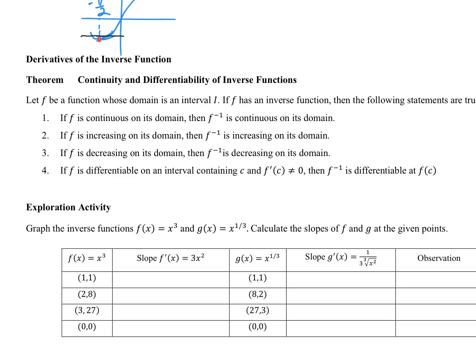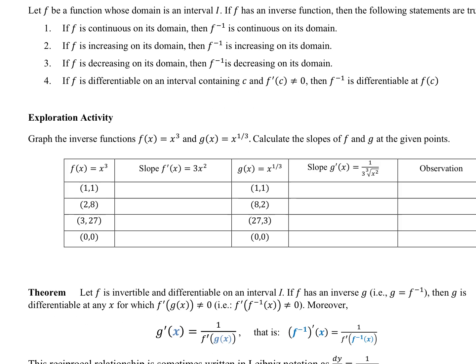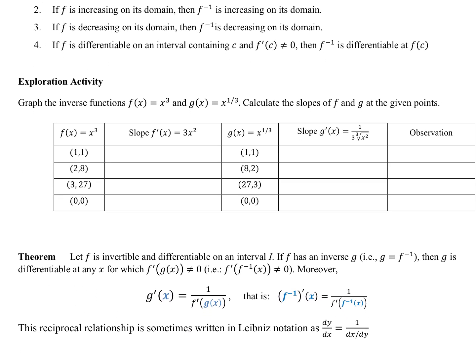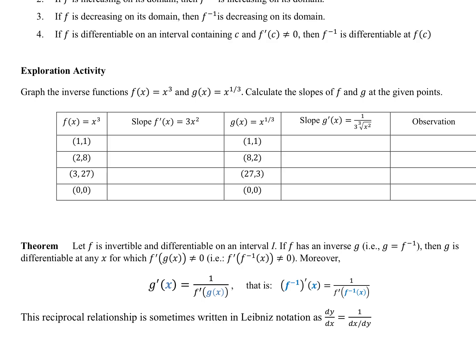Before we introduce the formula for the derivative of the inverse, let's look at this example. Consider these two functions, x cubed and x to the 1/3. By the way, x to the 1/3 is actually the cube root of x. And you can quickly show that they're inverses of each other, right? This is the cube, this is the cube root, and one undoes the other.